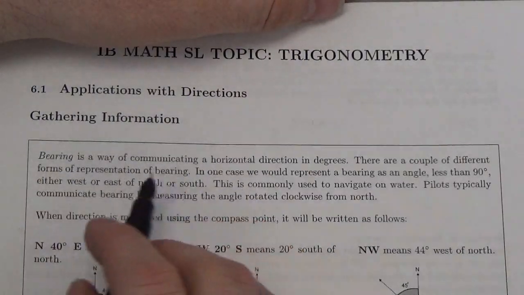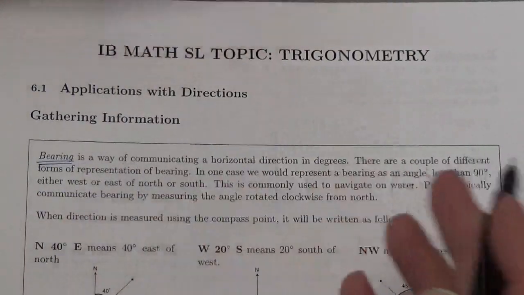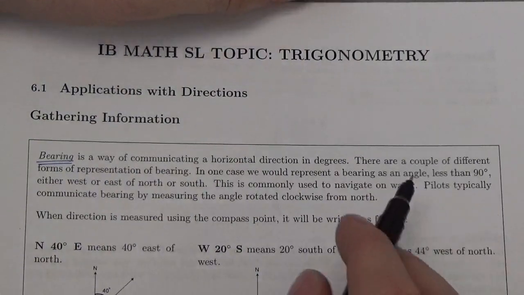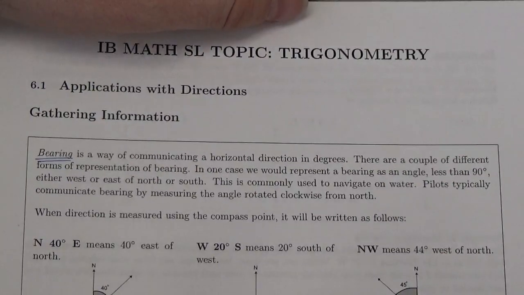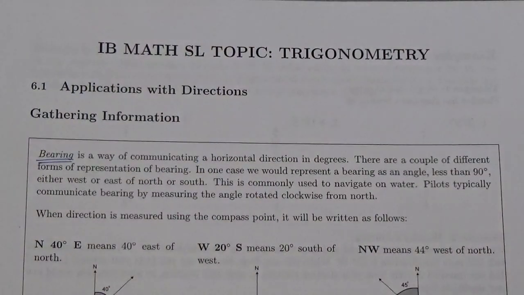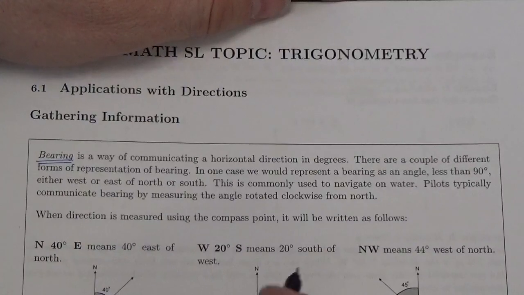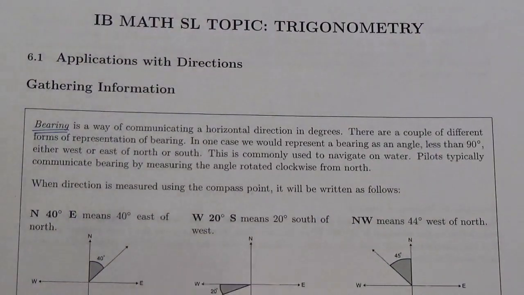So to start off, we want to talk about what a bearing is. A bearing is just a way of communicating a horizontal direction in degrees. There are a couple of different ways that we do this, and you need to be familiar with both of them. The first way is to give an angle that's less than 90 degrees, with respect to the 4 points on the compass: north, south, west, and east. And I'll show you how we do that.